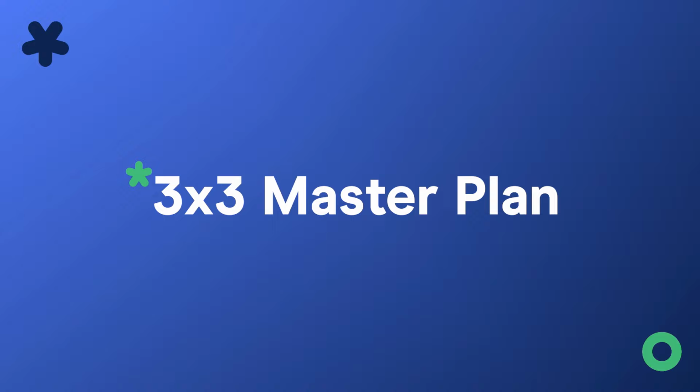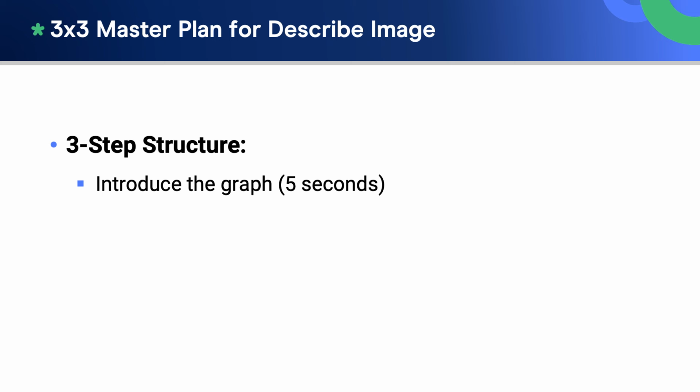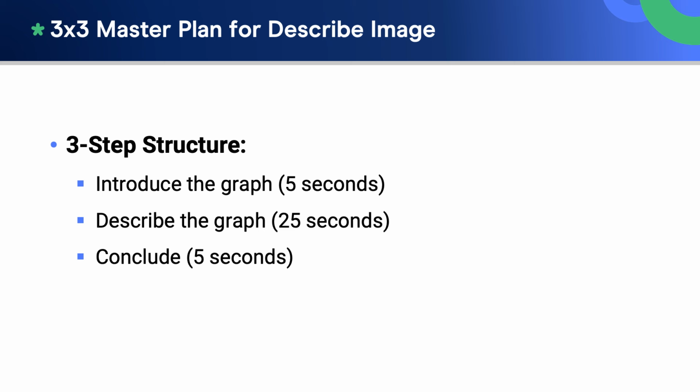This method is called the 3x3 master plan. It's called that because each part has 3 steps. I'll show you what I mean. The first part of the method is the 3-step structure. These steps include introducing the graph, which should take around 5 seconds, describing the graph, which should take around 25 seconds, and concluding, which should take around another 5 seconds. Notice that this only adds up to 35 seconds, which gives you a little bit of room in case you go over these suggested timings.